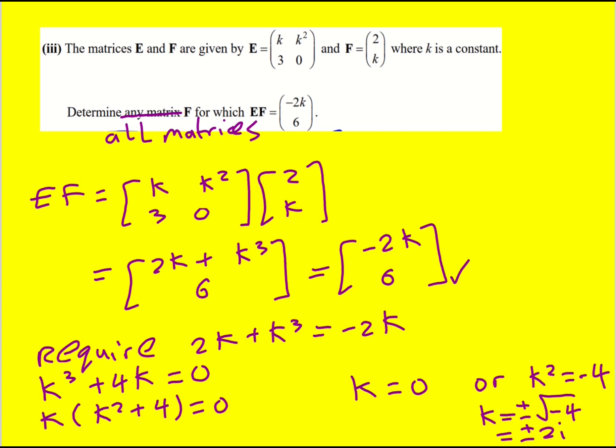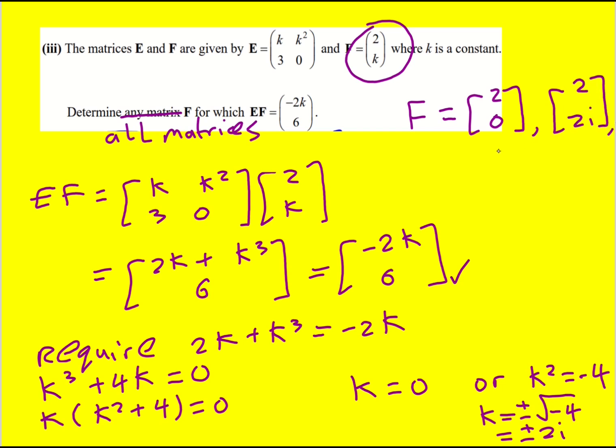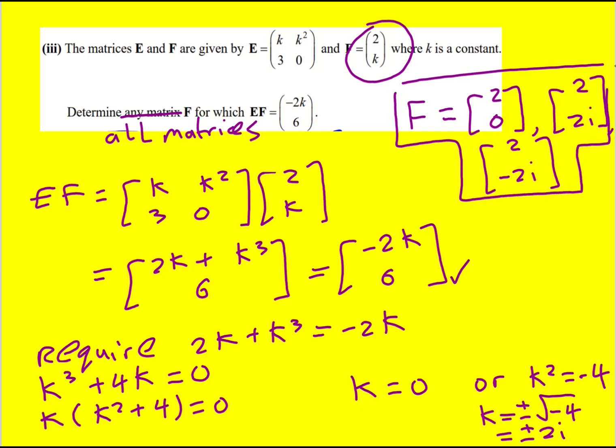So finally, we just need to write down all our possible f's. Remember, f is 2k, so it could be 2, 0, could be 2, 2i, or it could be 2, minus 2i. Got to make that really clear. Well done.